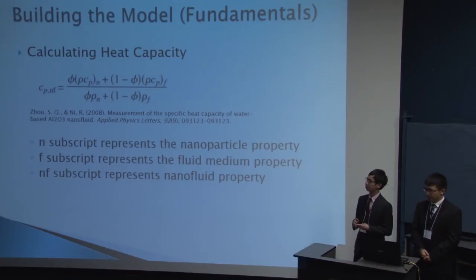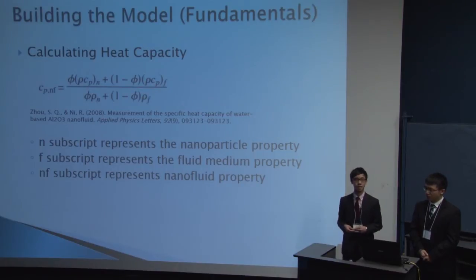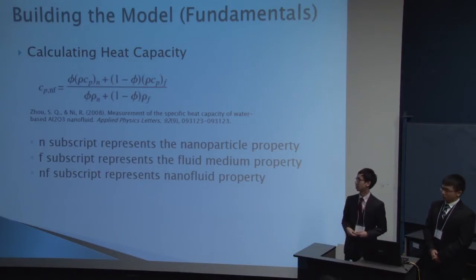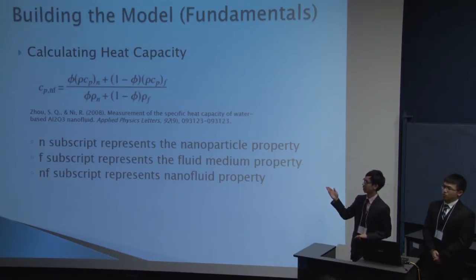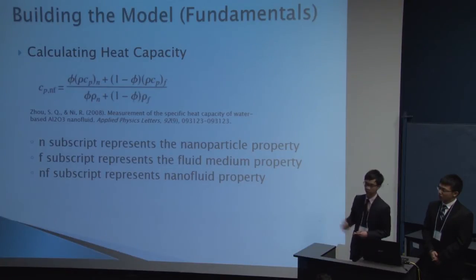The third fundamental property is heat capacity. Heat capacity of aluminum oxide nanoparticles in particular has been studied in 2008, and this is the model that this research group has come up with. Here they relate the heat capacity and densities of the nanoparticle aluminum oxide and water, respectively, to determine the heat capacity of the nanofluid.